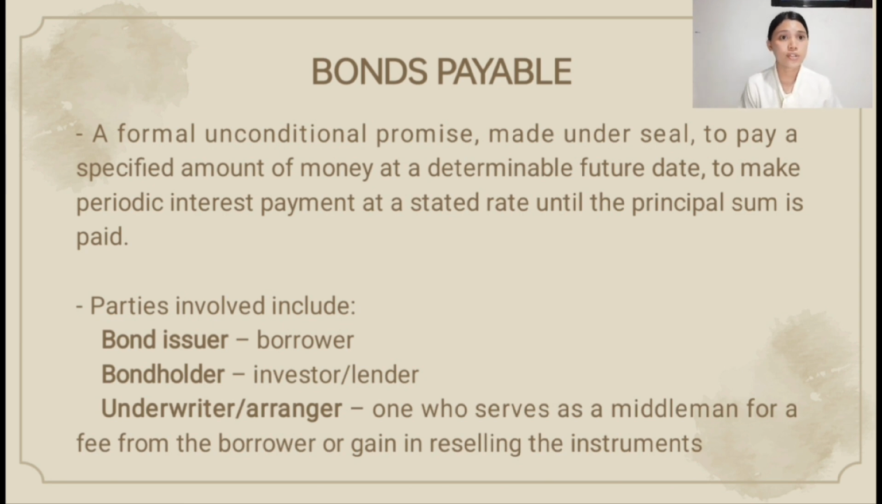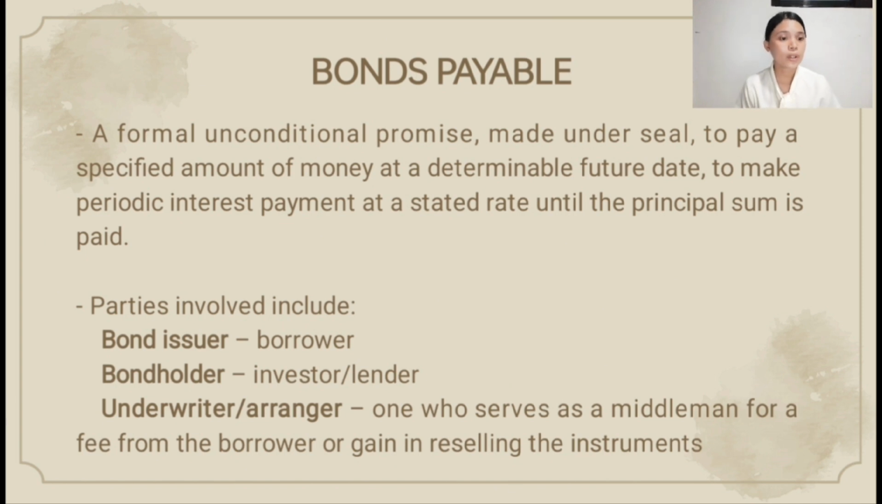It is the entity, such as a corporation or government, that issues bonds to raise funds. So the issuer borrows money from investors by selling bonds and promises to repay the principal amount at maturity along with periodic interest payments. So the second one is the bondholder, the investor or the lender.